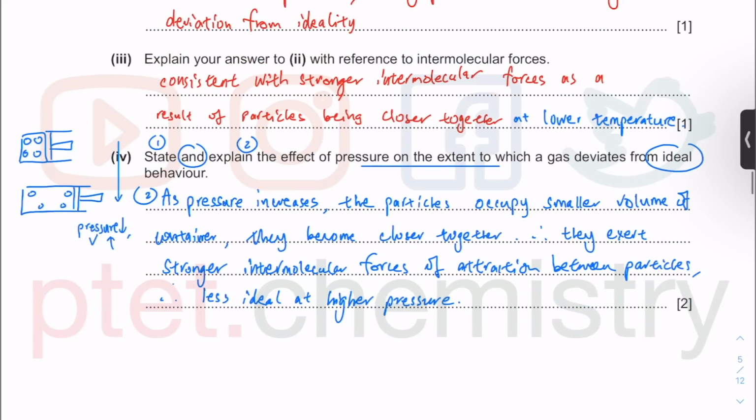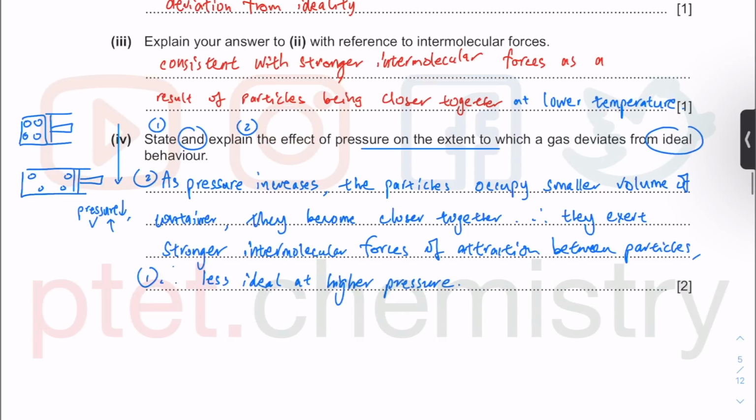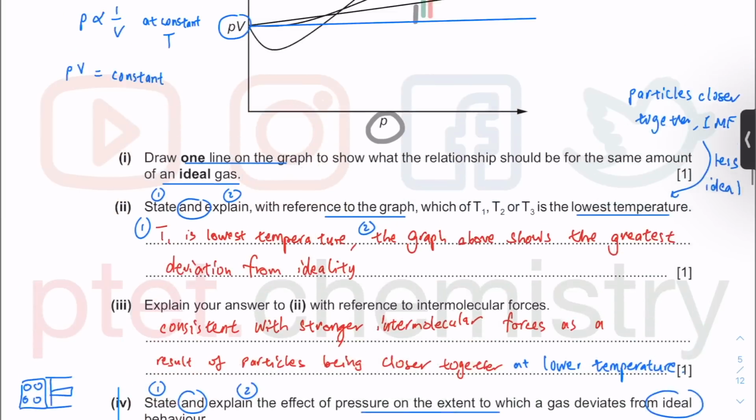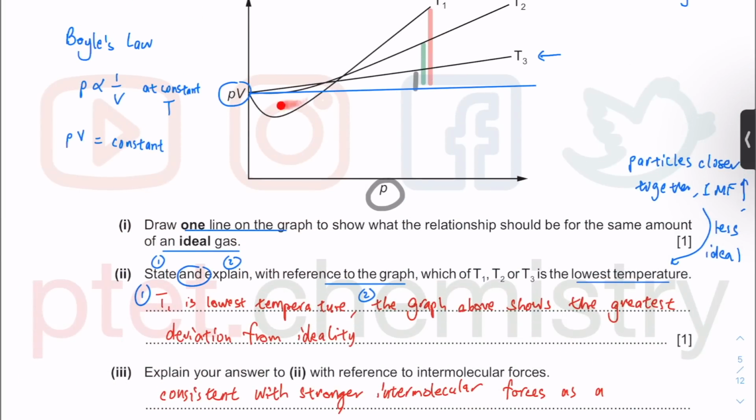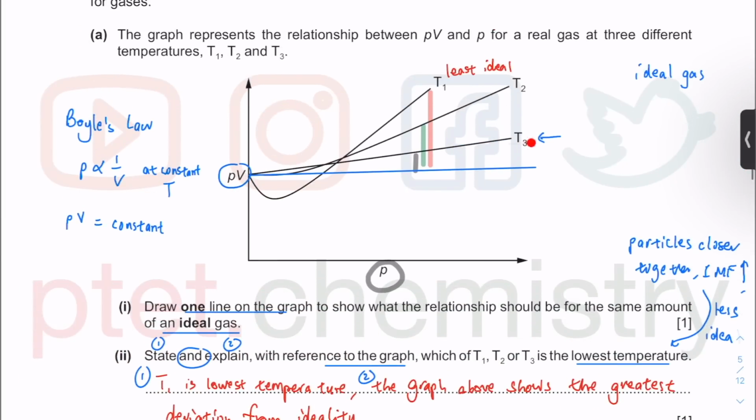So, state and explain the effect of pressure on the extent: less ideal at higher pressure. That was just the stating bit, and I've explained it in terms of the negligible volume of the gas particles relative to the container becoming less negligible as the particles are squeezed closer together. Also, that will result in a stronger intermolecular force as well. So basically, they become more ideal at low pressure and also at higher temperature.